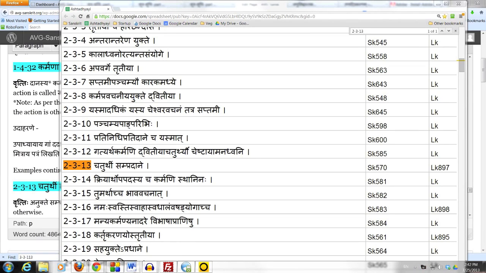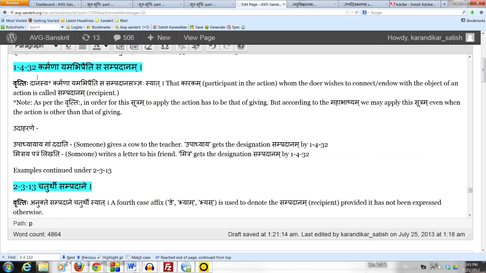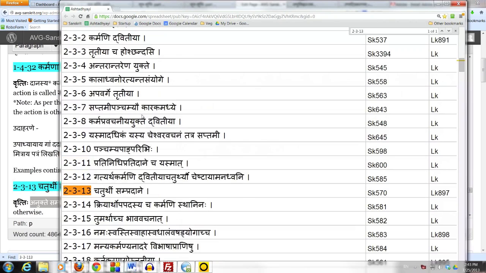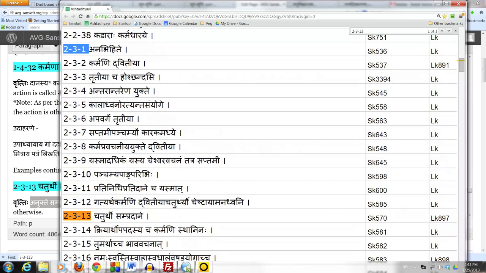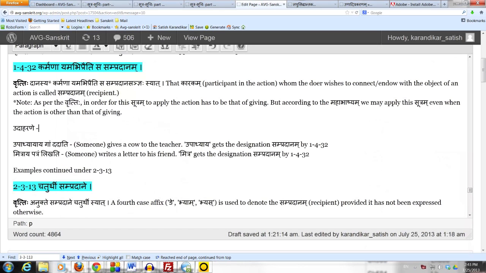Okay, we just studied the Sutram 1432 Karmanayam Abhipraiti Sasampradanam, which defines the term Sampradanam. Now let us take 2313 Chaturthi Sampradane. The sutram says Anukte Sampradane Chaturthi Syat. By this time we know very well the Adhikaraha of Anabhite runs throughout this third quarter, the second chapter of the Ashtadhyayi. That is why the Vritti says Anukte, when not already expressed.